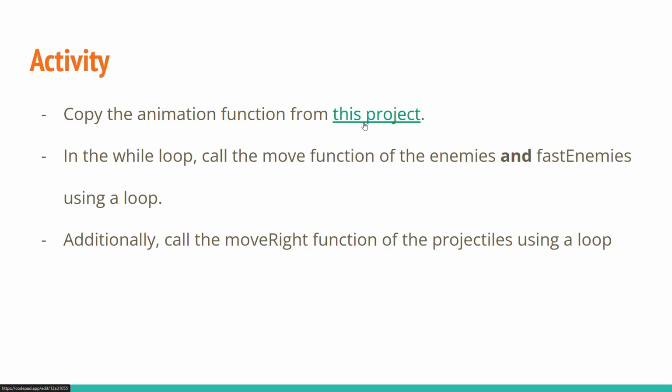So we'll put the link in the description, but copy the animation function from this project. And then in the while loop, call the move function of the enemies and the fast enemies using a loop. And then you also want to call the moveRight function of the projectiles using a loop. That way all the projectiles will continue to move right like they're supposed to.